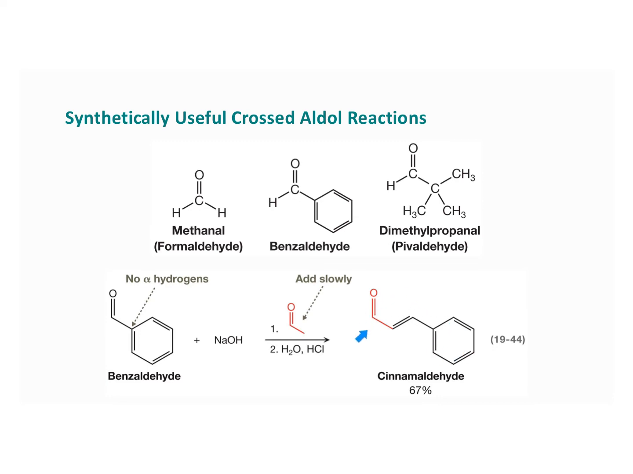But we only get one aldol here, and that's because benzaldehyde has no alpha hydrogens. So it can't be deprotonated by the NaOH and doesn't form an enolate ion. And we also add it slowly so it'll avoid the buildup of an uncharged aldehyde as well. So there are some workarounds around this.